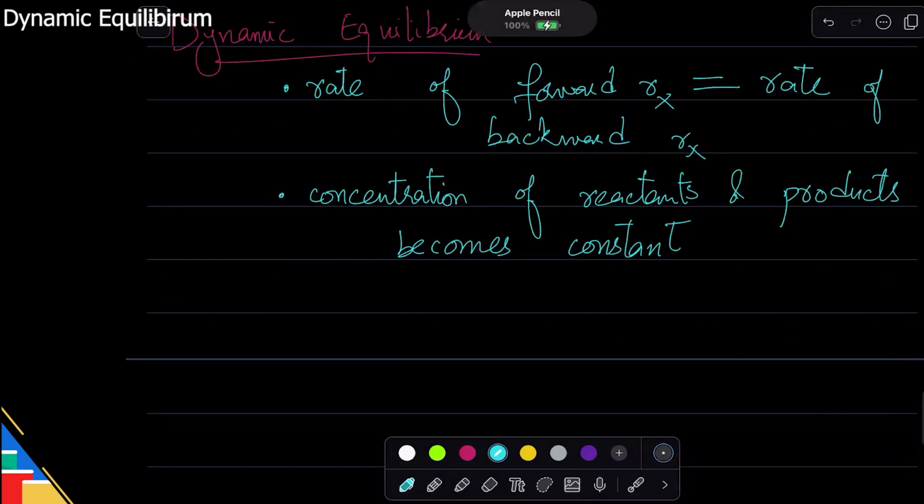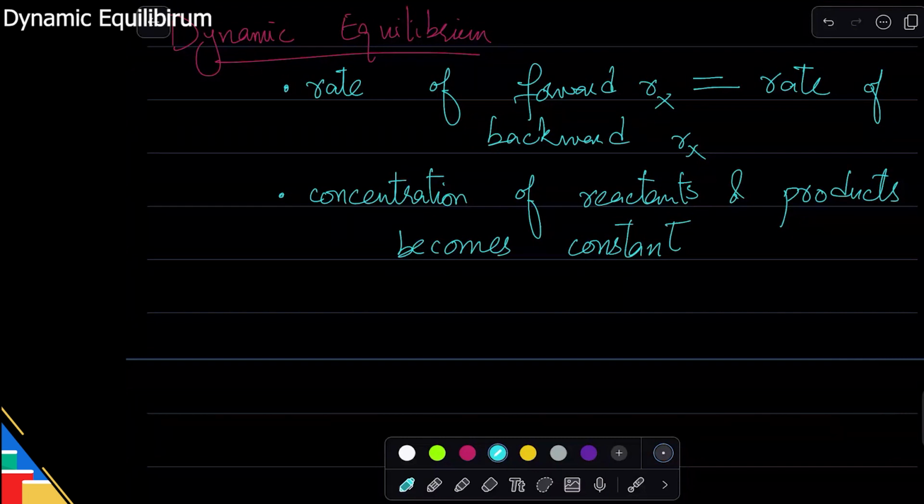Now you can keep continuing this reaction forever. Qiyamat tak aap ye reaction chalate rahein. If you don't change anything to the reaction, you will not see a change in the concentration of reactant or product. Is this something that you would want as a factory owner, for example?